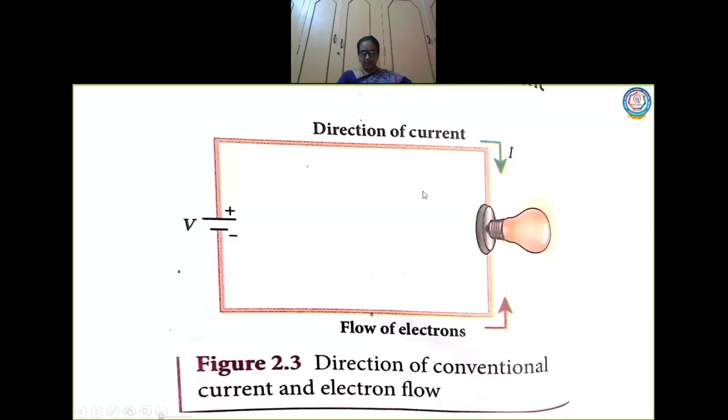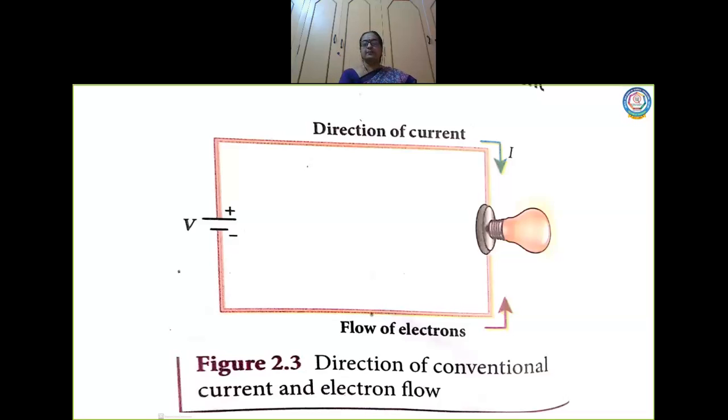Hope you understand. So the flow of electrons and the direction of conventional current take place in opposite directions. Is it clear, children? Once again I repeat, the direction of conventional current is considered to be from positive to negative terminal, which is opposite to the flow of electrons, which is considered to be from negative to positive.